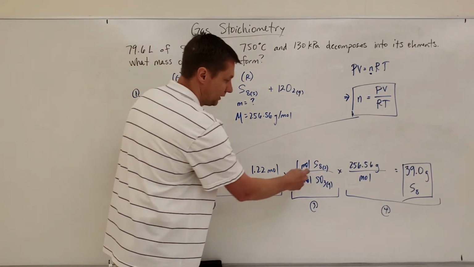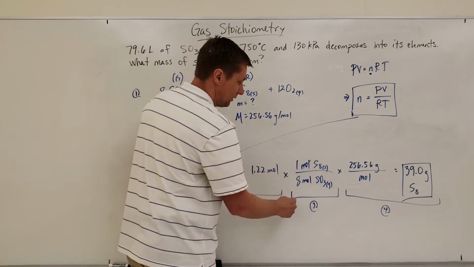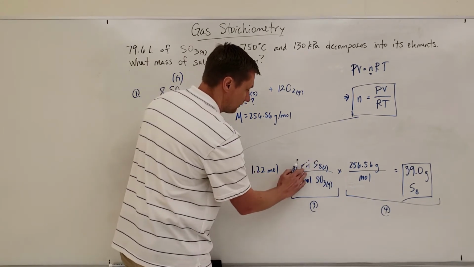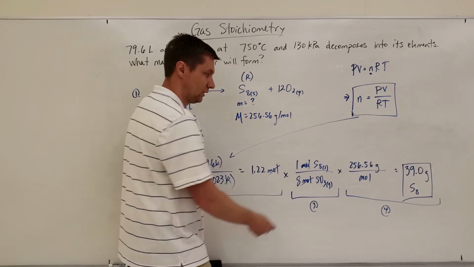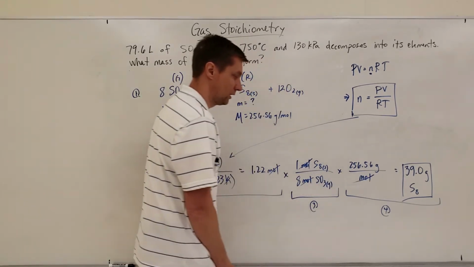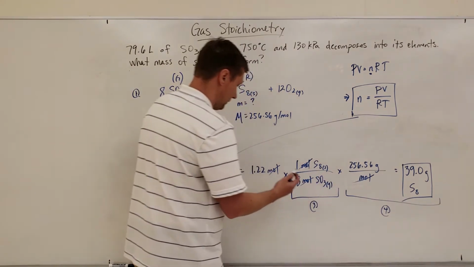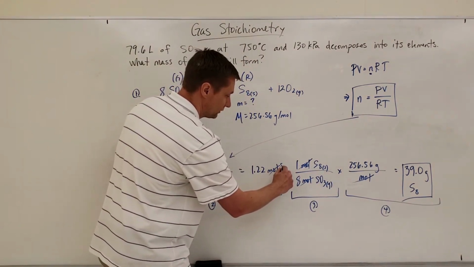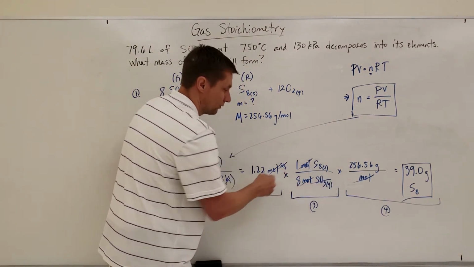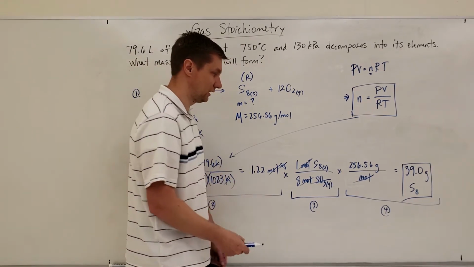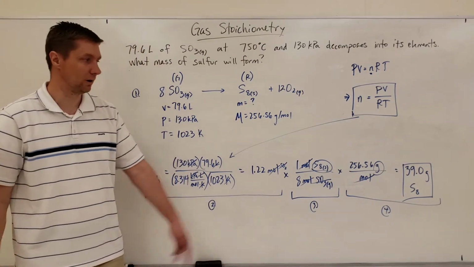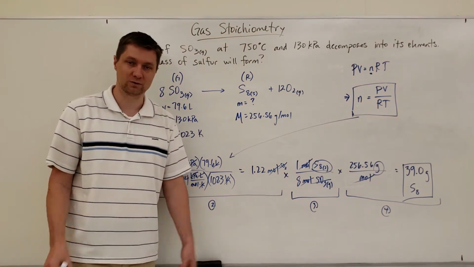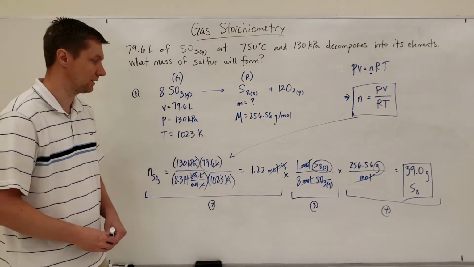So I've got moles, and then these moles cancel with these moles, and those moles cancel there with that, and I'm left with 1.22 moles of SO3, so that SO3 will cancel, you know, I've just kind of left that one out there. And then grams of S8 is what I'm left over with, 39.0 grams of S8.